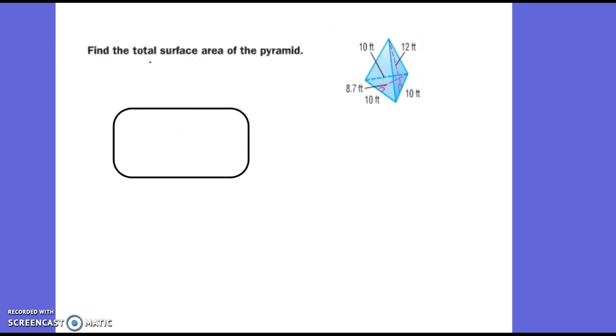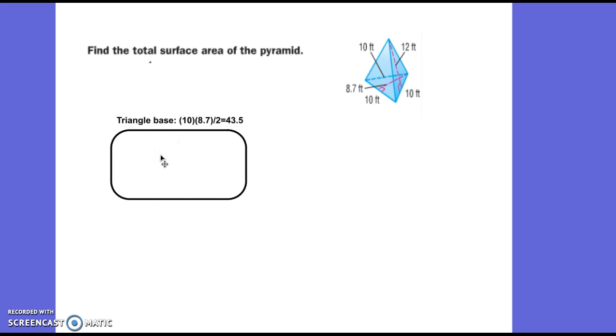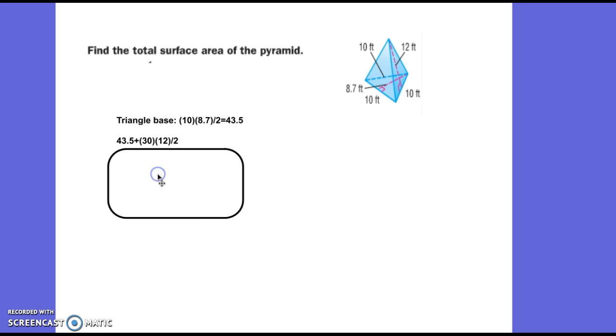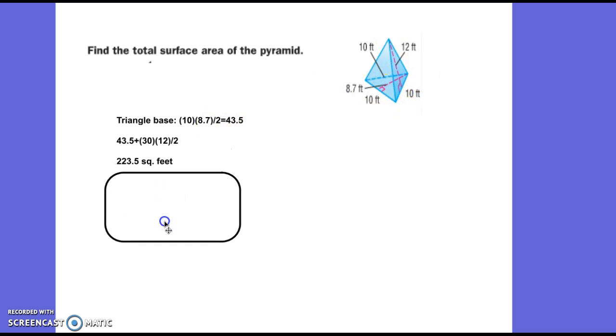Pause the video and try this one on your own and see how you do. If you're having any questions, write them down, and then we can clarify them when we get back. For your triangle base, this one gave you the height, so you should have done 10 times 8.7 divided by 2, which gave you 43.5. So this becomes the area of your base, plus your perimeter, 10 plus 10 plus 10 is 30, times your slant height, which is the height of the pyramid, not the height of the triangle, and then you divide that by 2. So you get 223.5 square feet.